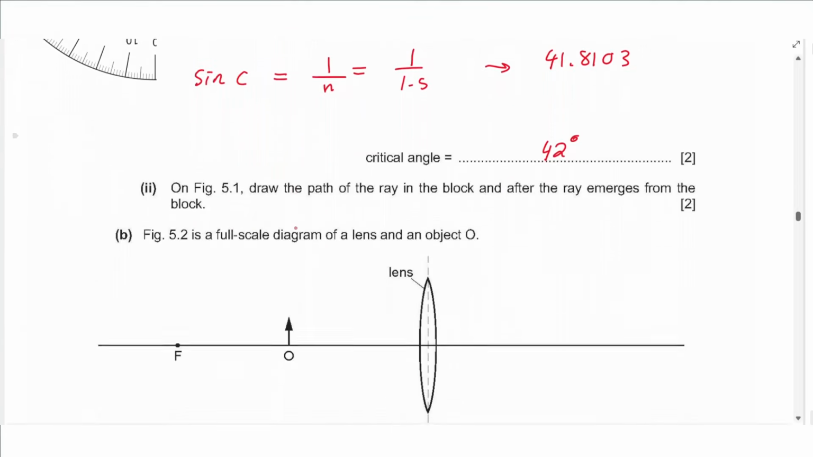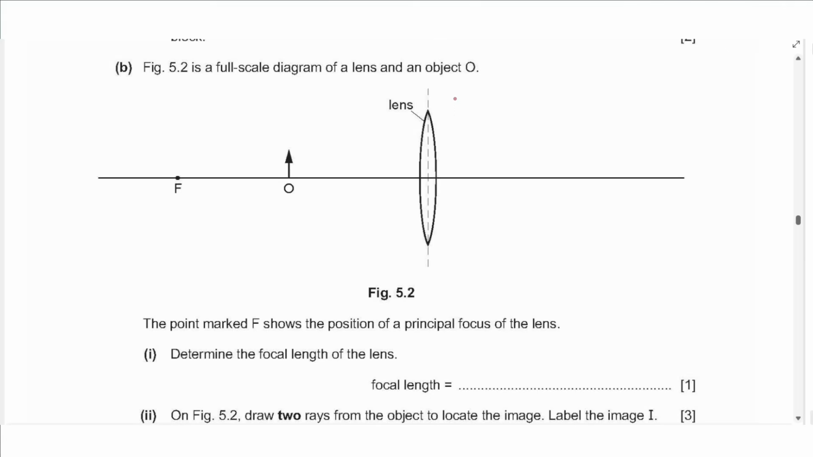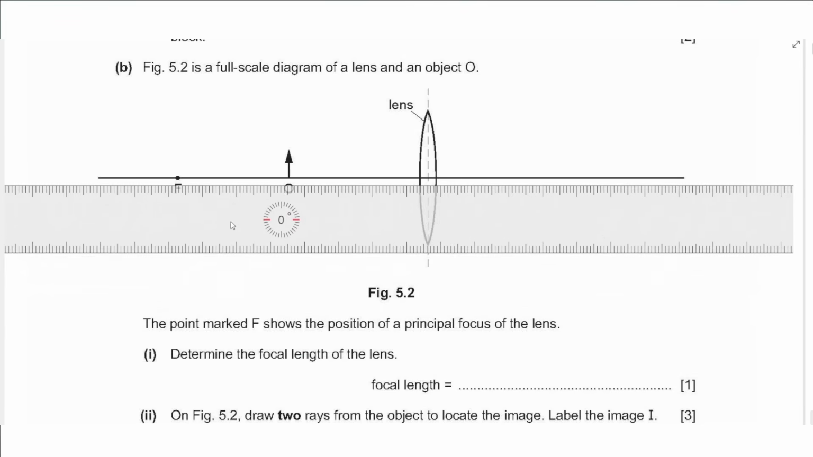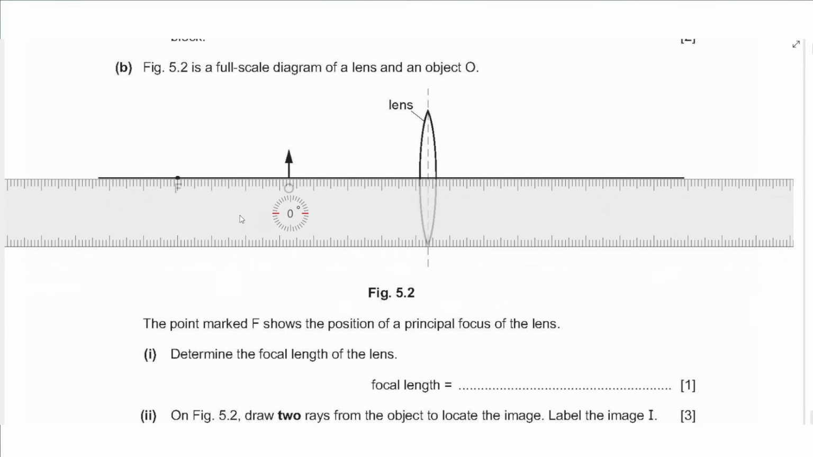The next question is about lenses. Question B says, figure 5.2 is a full-scale diagram of a lens and an object O. The point marked F shows the position of the principal focus of the lens. Determine the focal length of the lens. So using a ruler, we place it here, and we have 1, 2, 3, 4, 5, 6, 7.3, approximately 7.3 centimeters. Yours may be different since I'm using a soft copy of the document.